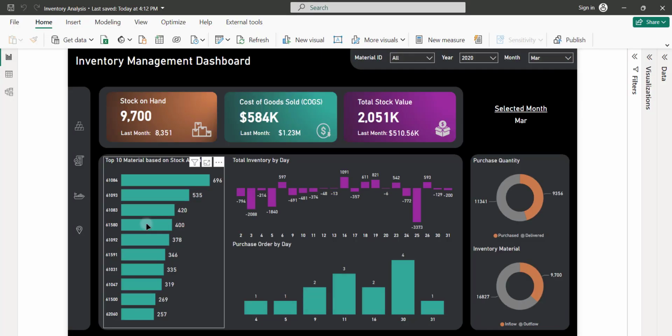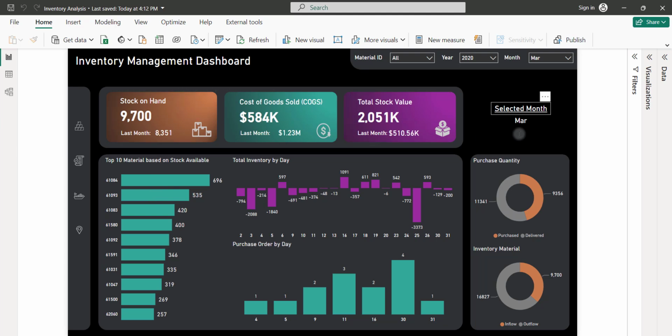For those inventory managers who are facing problems like tracking inventory levels, managing budget, stock value assessment, and managing discrepancies in delivery, these problems can be resolved with this inventory management dashboard. To start, we have stock on hand.